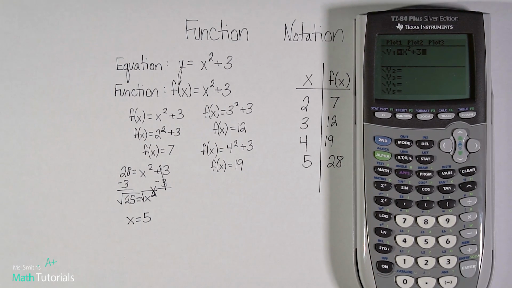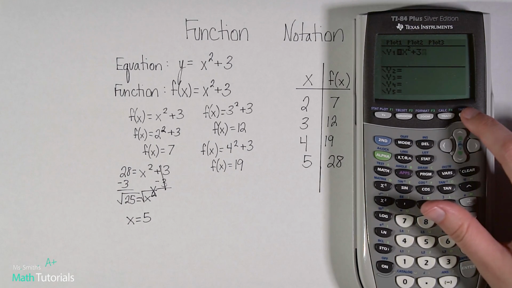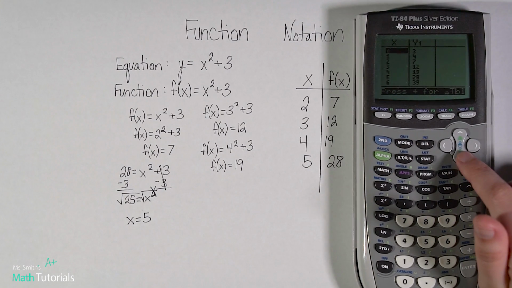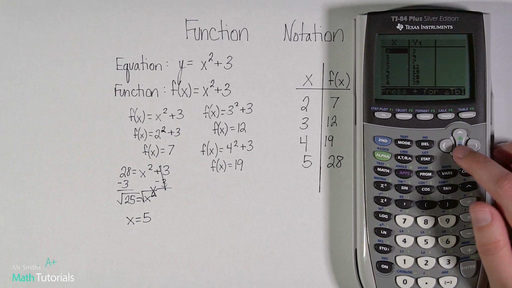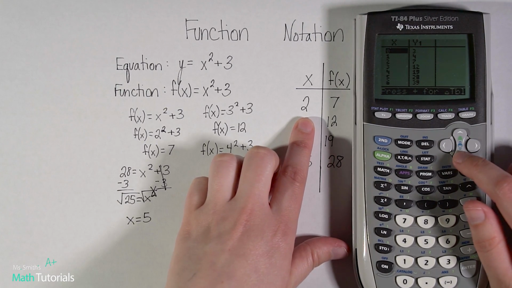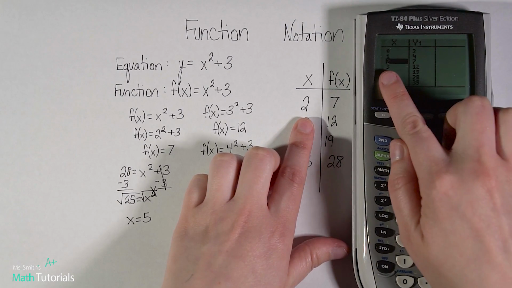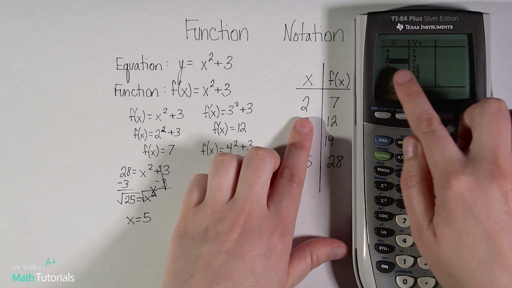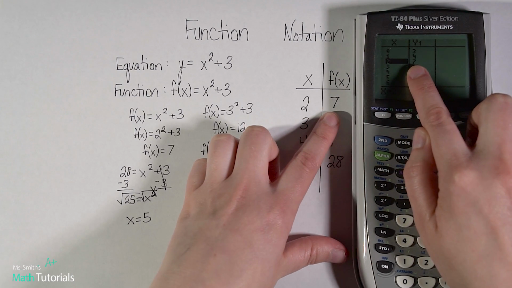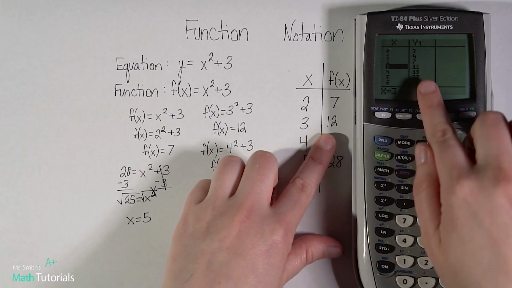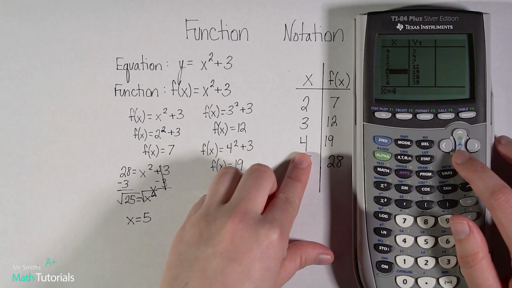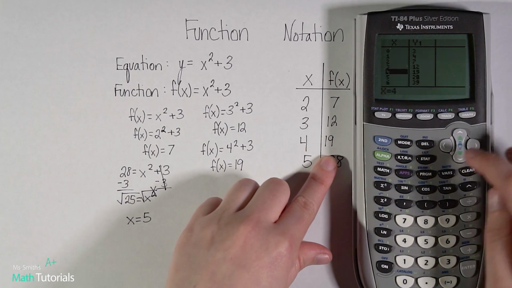plus 3. Okay, now here's something we have not looked at. If you go to second graph, this brings up a table of all your potential values. All you would really need to do is scroll to where x is 2, so it'd be down a little bit, and look at what y equals. When x is 2, you'll notice y is 7. Okay, same thing for 3. When x is 3, y is 12. When x is 4, y is 19.